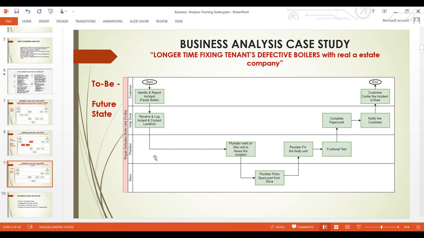So that is how business analysis works. First you gather the requirements that exist, then you look at the gap within the existing process, and then you come up with a new requirement on how a solution will be delivered to the organization.